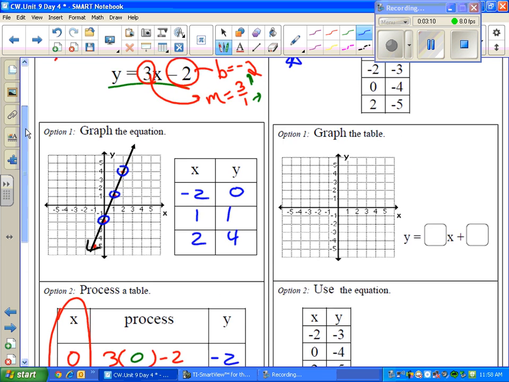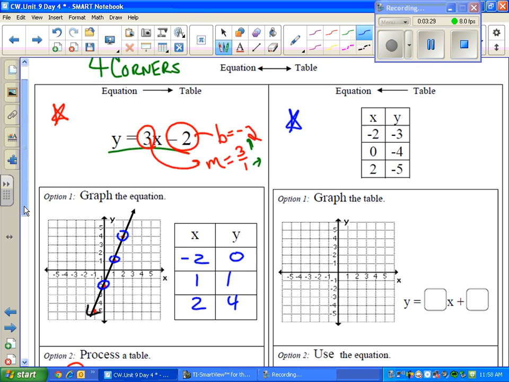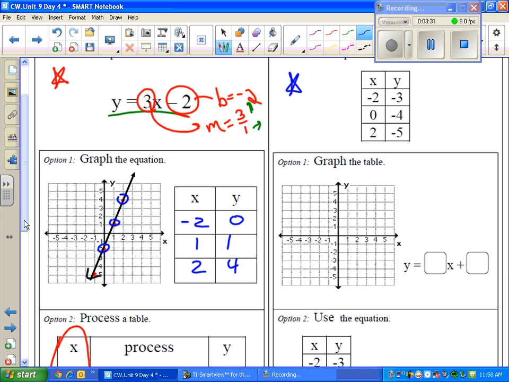Okay, ladies and gentlemen, let's take a look at the second column. The second column, we're starting with a table and going back to an equation. In this example, we have three data points in our table: -2, -3, 0, -4, and 2, -5. Option 1 on this chart here says we could graph the table.